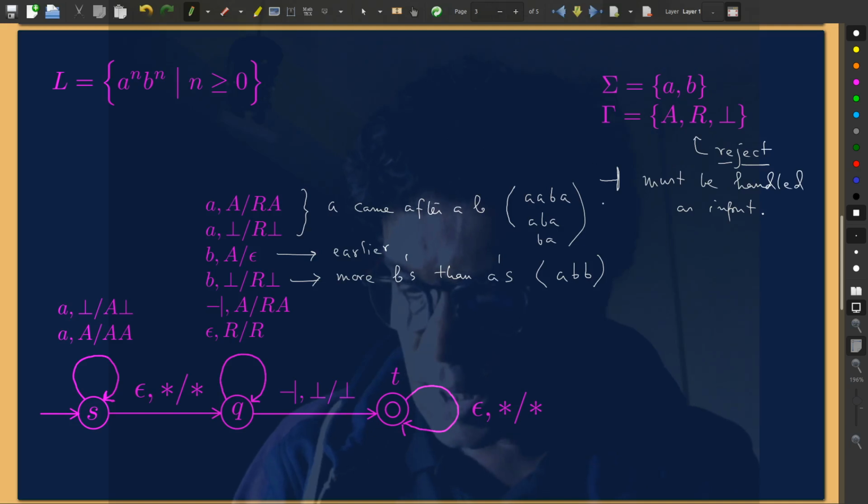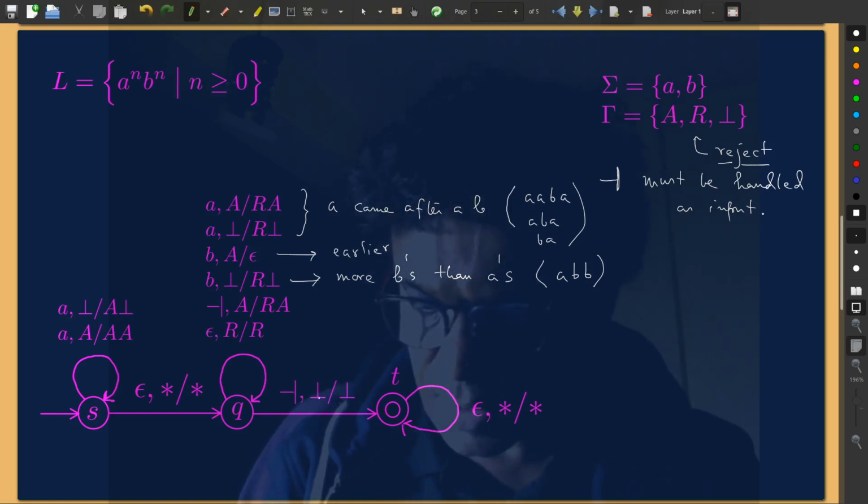Eventually, if everything goes correctly, that is, the input is of the form A power n, B power n, and the numbers exactly match, then the bottom marker will be exposed. So if the end of input is read when this bottom marker is exposed, it will keep it as it is and go to this final state.